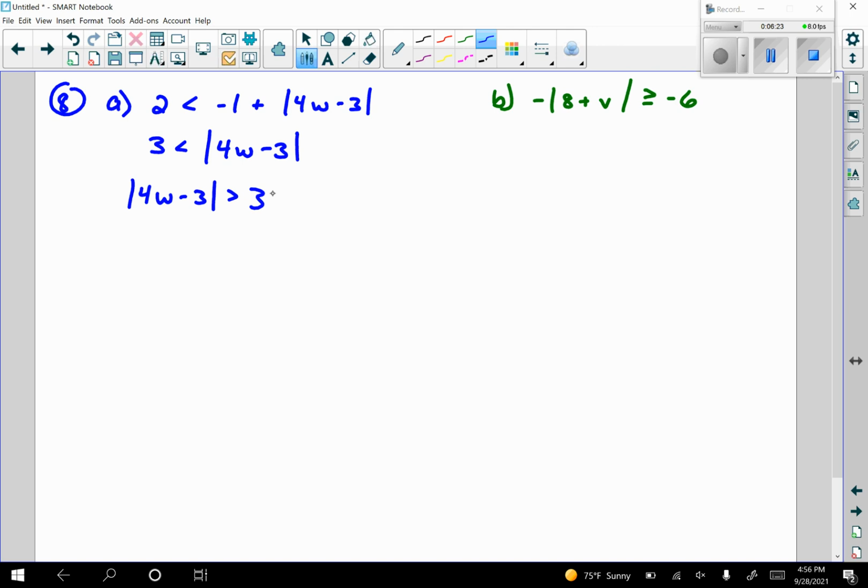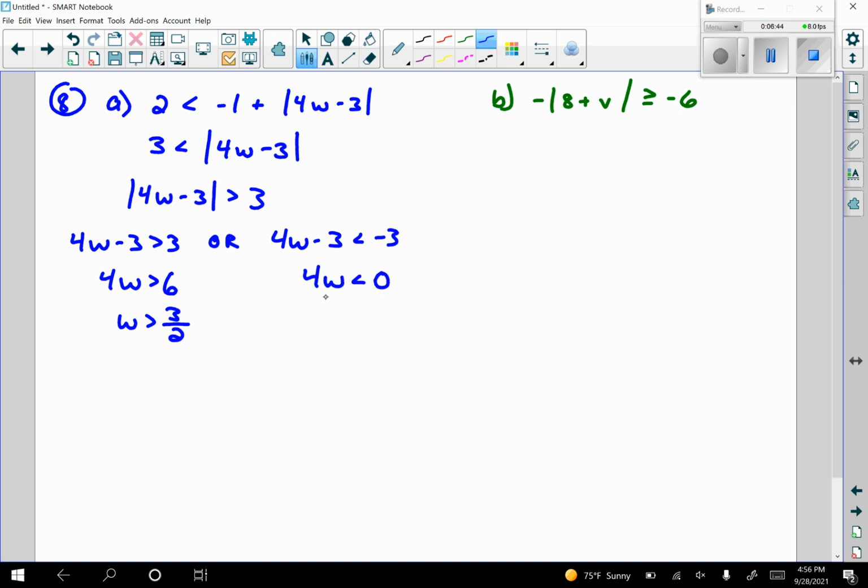So this is a great or. I have to use or. And I have to go beyond. So we're going to say 4w minus 3 is going to be greater than 3, or 4w minus 3 is going to be less than negative 3. So here I want to add 3. 4w will be greater than 6. W will be greater than 6/4 or 3/2. Over here we'll get 4w is less than 0. And divide by 4, 0 divided by anything is 0. So we'll go ahead and graph this.